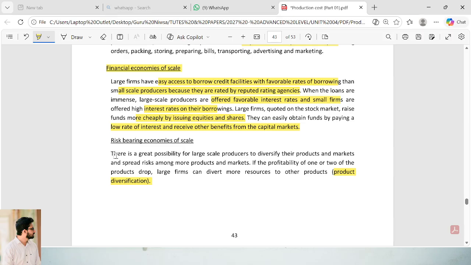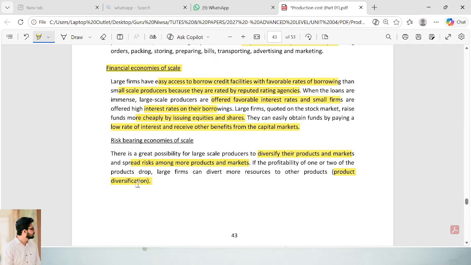Risk-bearing economies of scale. There's a great possibility for large scale producers to diversify their products, and sometimes markets as well, and spread risk among more products and markets. If the profitability of one or two of the products drops, firms can divert more resources to other products. That is called product diversity.